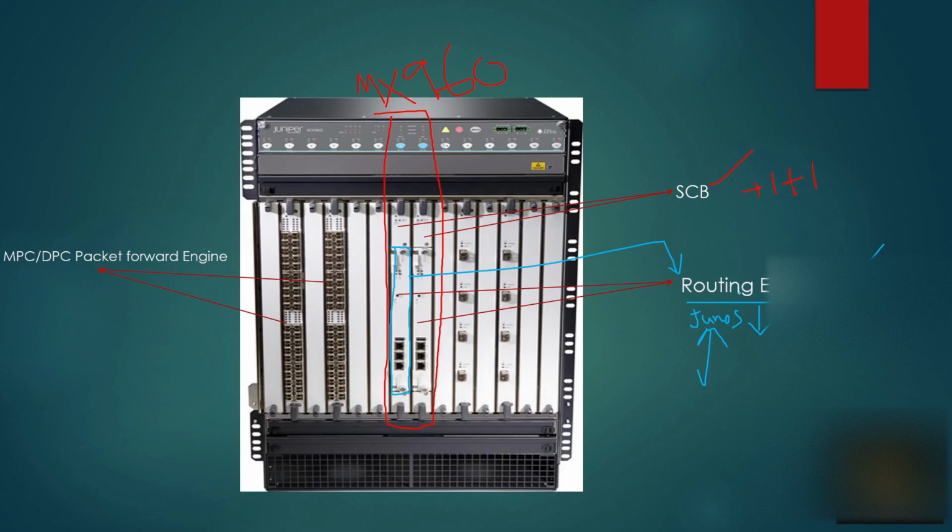When you purchase any device, the routing engine will have a console cable. You connect a console cable to the routing engine, log in to the device and configure the protocols. So the routing engine installs the Junos operating system and everything will run here. And where is the entire routing engine installed? SCB. This SCB is installed in the chassis.